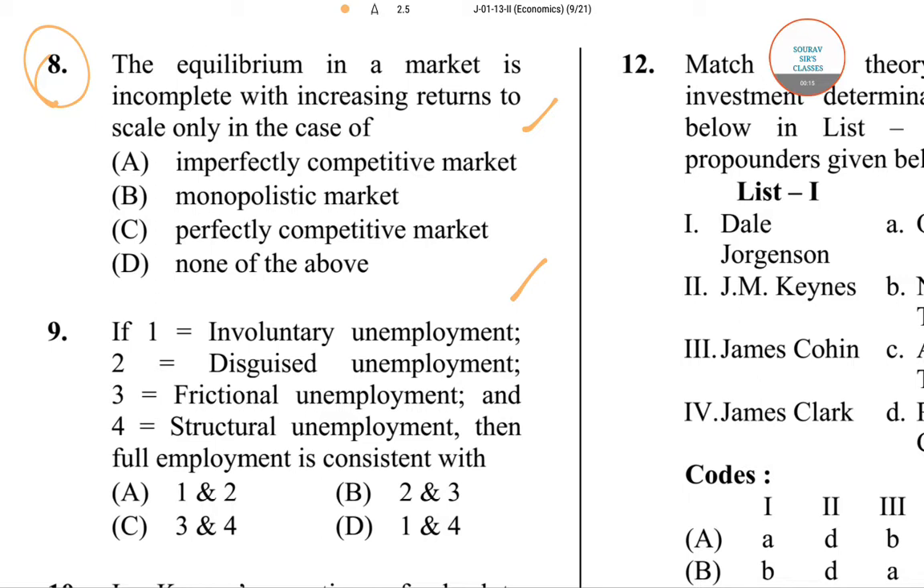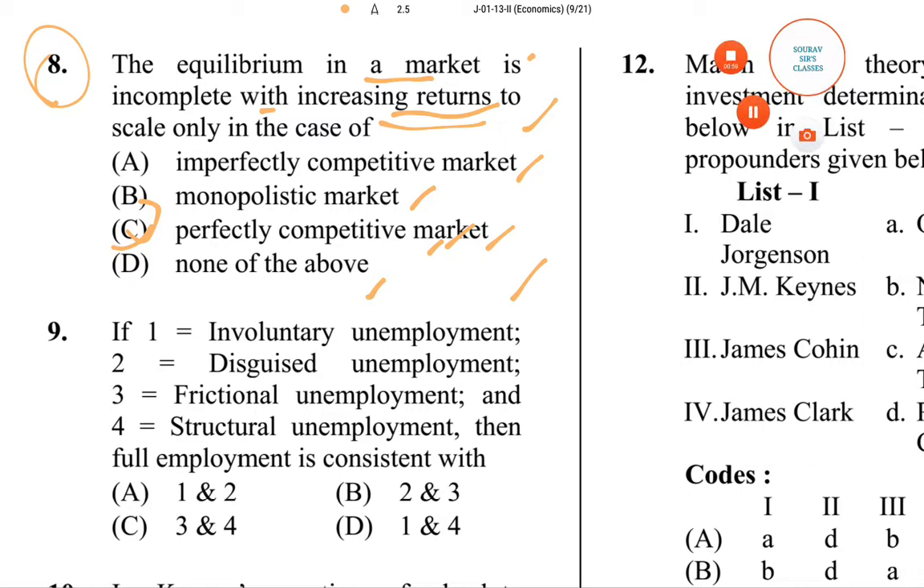So in question number 8, it is given the equilibrium in a market is incomplete with increasing returns to scale in case of imperfectly competitive market, monopolistic market, perfectly competitive market, and none of the above. So we know the equilibrium in a market is incomplete with increasing returns to scale only in case of perfectly competitive market, because in perfect competitive market the market equilibrium is complete with constant returns to scale. So we would conclude option C is the right answer for question number 8.